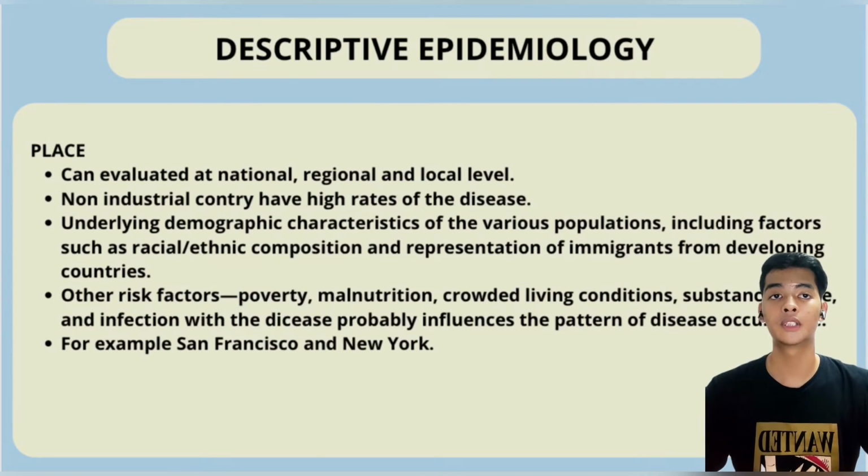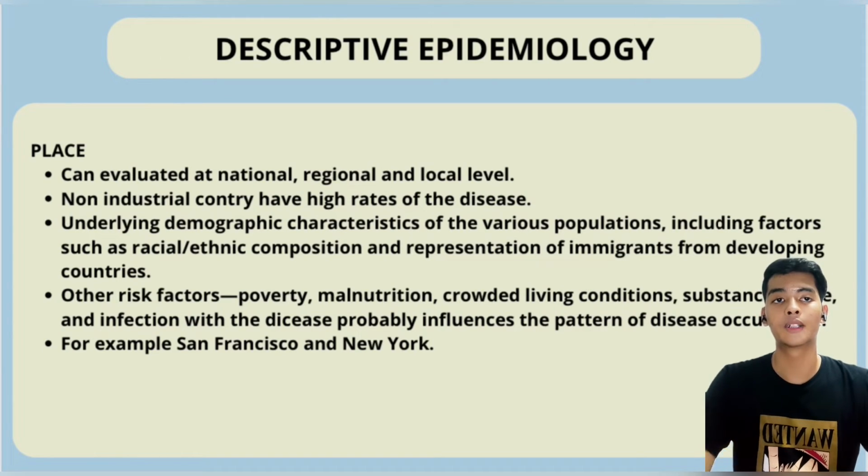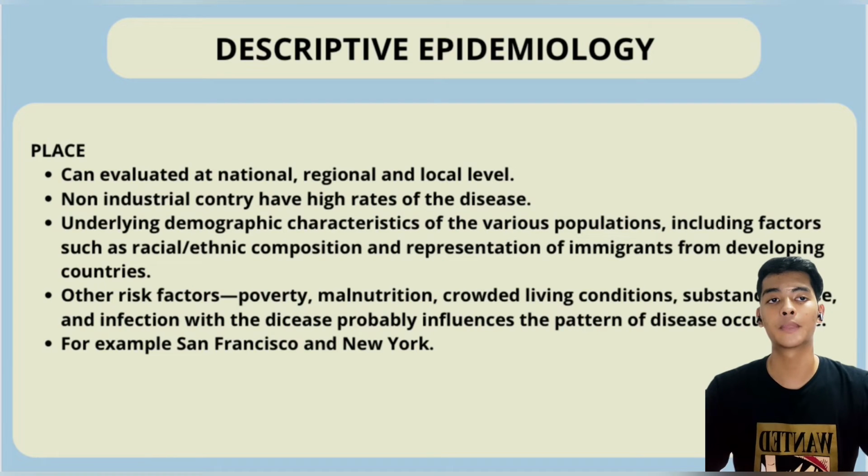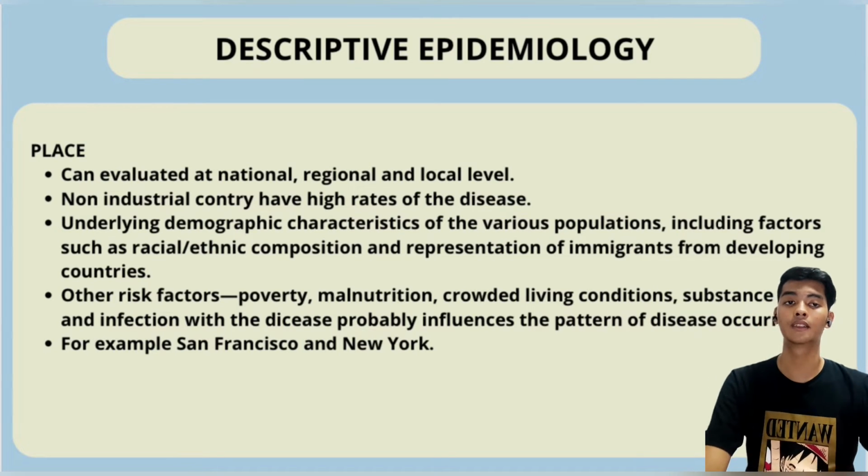This can be evaluated at national, regional, and local levels. Non-industrial countries have high rates of the disease. Underlying demographic characteristics of the various populations, including factors such as racial or ethnic composition and representation of immigrants from developing countries, and other risk factors: poverty, malnutrition, crowded living conditions, substance abuse, and infection with the disease probably influence the pattern of disease occurrence, for example, in San Francisco and New York.